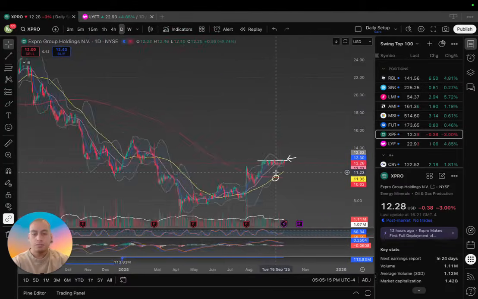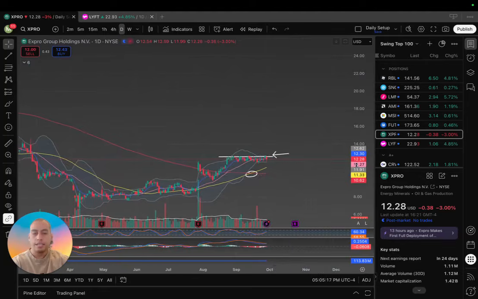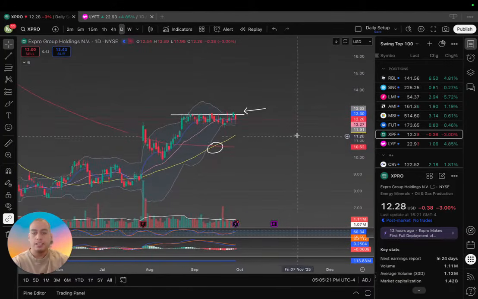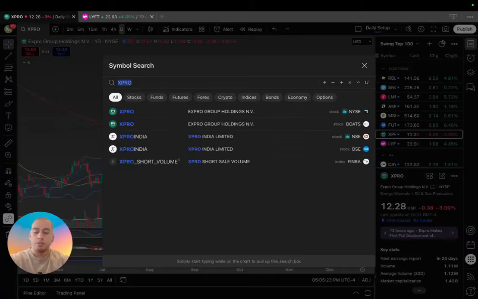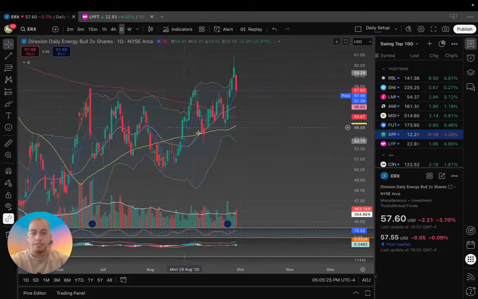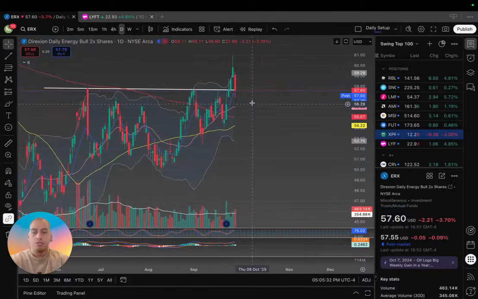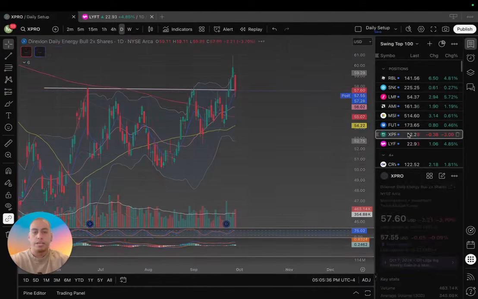XPRO. This is that energy stock we talked about in the last video. We thought it was breaking out, but it pulled back today. I'm not too worried though, because when we look at the bigger picture, which is the ETF ERX, you can see it broke out and then pulled back right to our 9 EMA, and then it showed as support. So I'm not too worried. As long as we show support here and then we continue going up, that should be good for our XPRO.